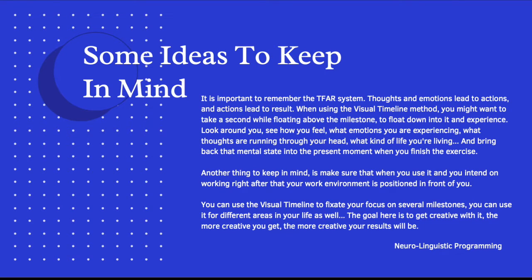Now, I want to talk about some ideas to keep in mind before we move to a practical example and explain the future visual timeline a bit better. First off, it is important to remember the TFAR system. And if you didn't go through it yet, you will go through it in a further lecture. Basically, the system, if I want to summarize it for now, T equals F equals A equals R. Thoughts equals feelings equals actions equals results. So the thoughts and emotions or feelings lead to actions, and the actions lead to results.